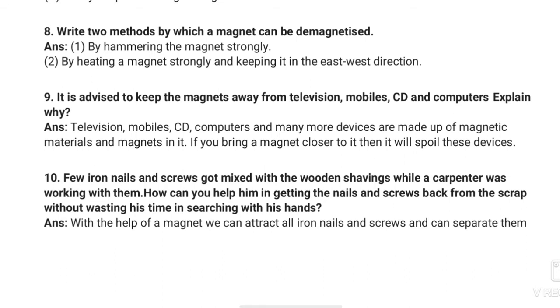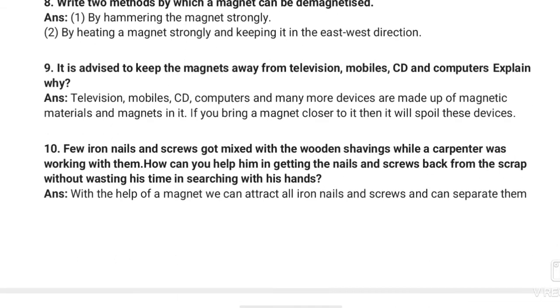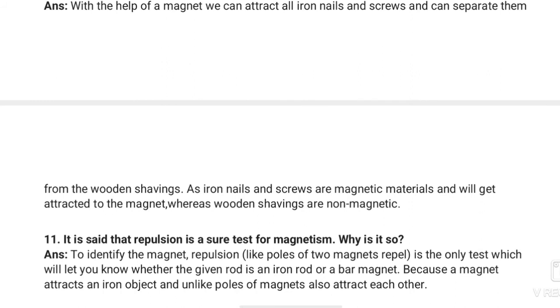So we know that, students, in the beginning we discussed one question: how to separate a mixture. In this we use a bar magnet. In this way, with the help of a magnet, we can attract all the iron nails and screws and separate them from the wooden shavings, as iron nails and screws are magnetic material and will get attracted to the magnet, whereas wooden shavings are non-magnetic.